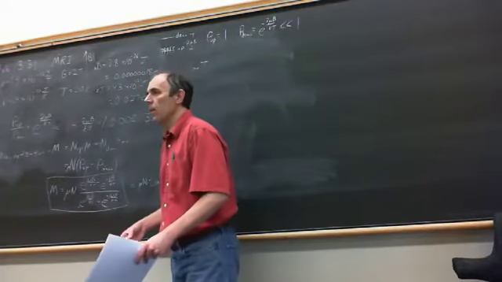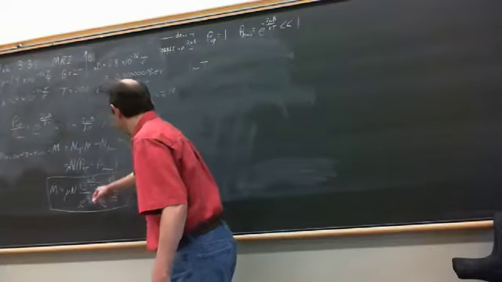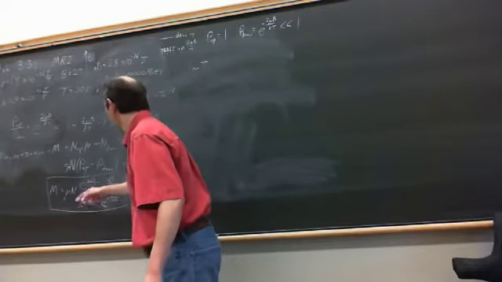Somebody help me out here. Let's see. How about Connor? Is that you? Yeah. What does this become when μB over kT is giant?